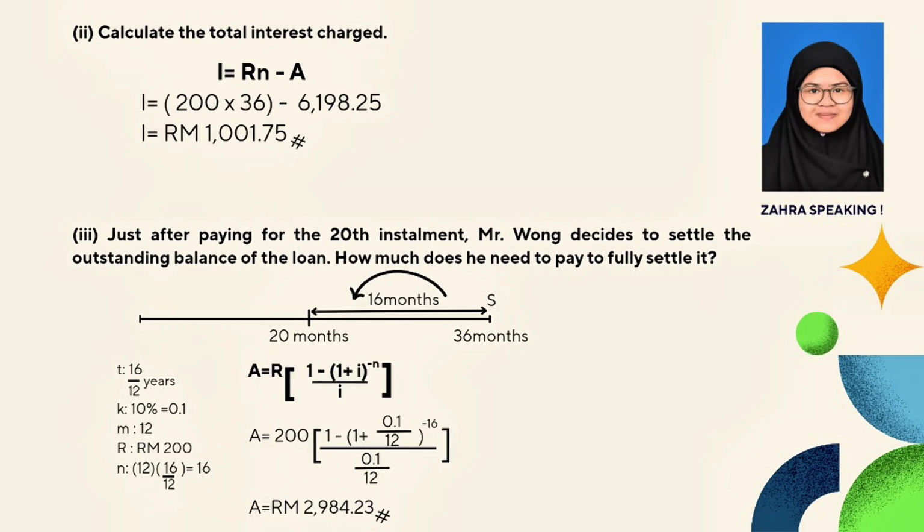To calculate the A value, we are going to use the values that we already determined in the previous questions, such as R equals to 200, I equals to 0.1 over 12, and N equals to 16. We are going to put those values into the A formula, and we are going to get A equals to 2,984 ringgit and 23 cents.